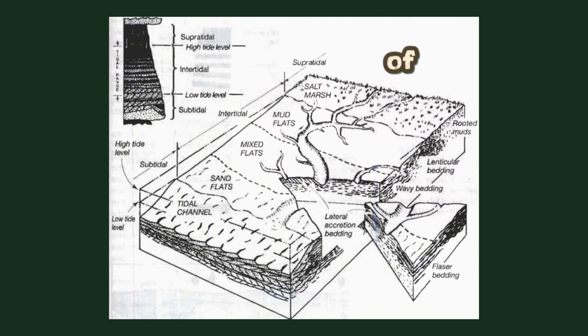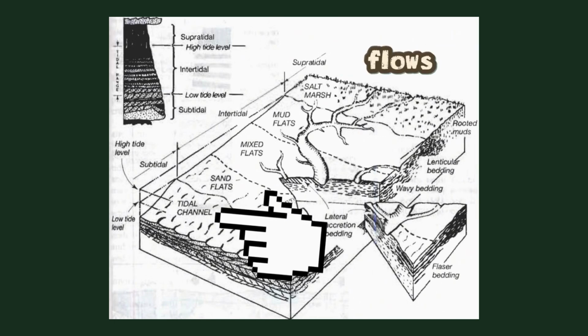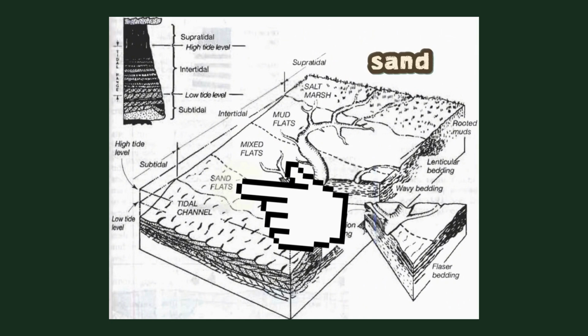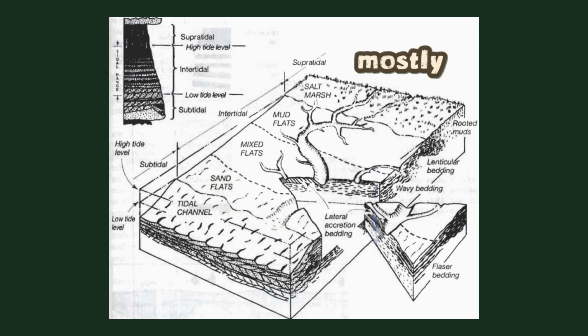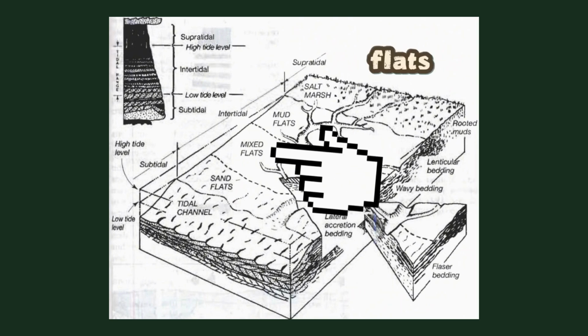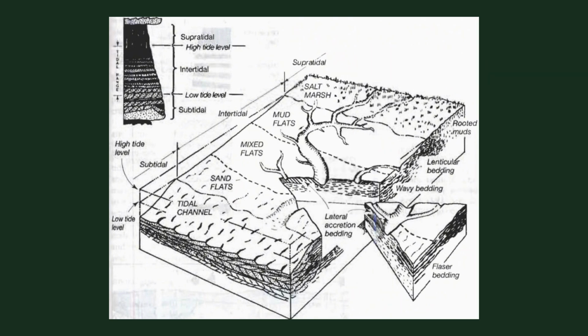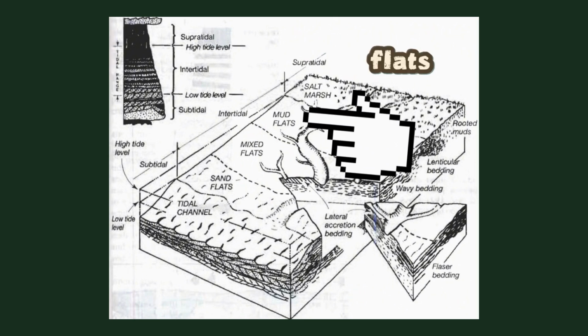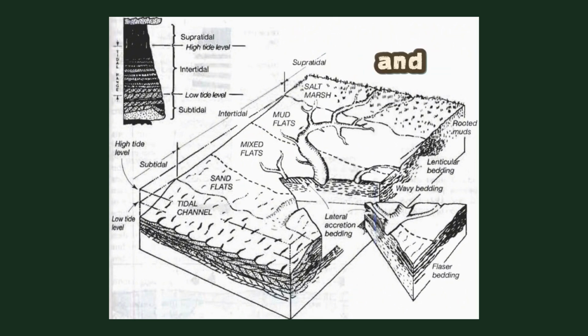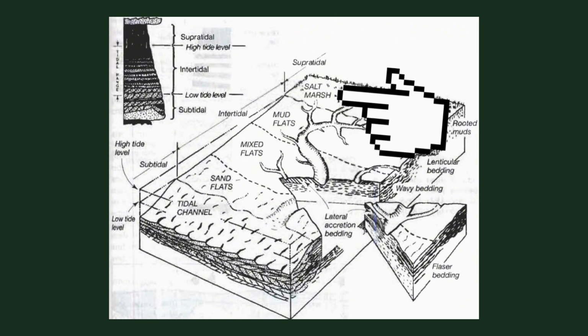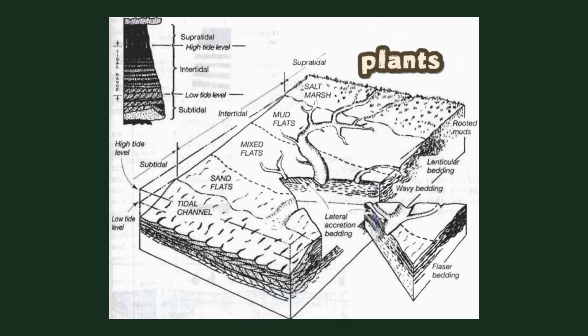There are different types of land and sediments shown here. Tidal channel, water flows in channels during tides. Sand flats, areas filled mostly with sand. Mixed flats, areas with a mix of sand, silt, and clay. Mud flats, areas with softer and muddy sediment. Salt marsh, areas with salt-tolerant plants growing.